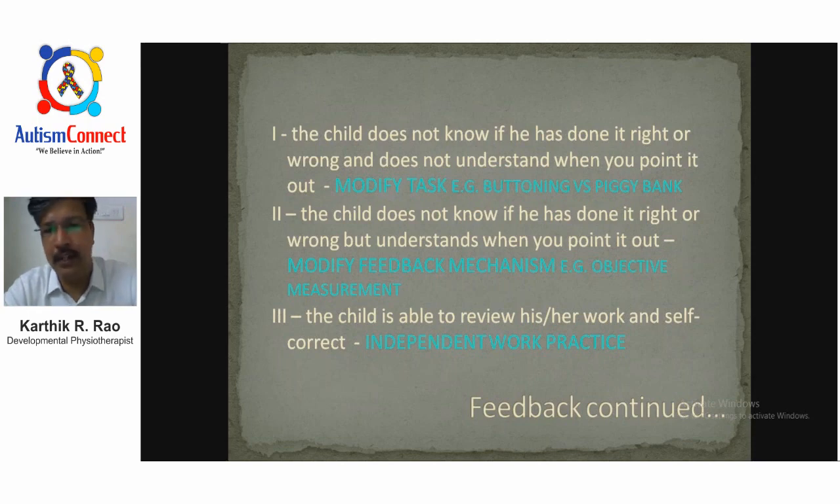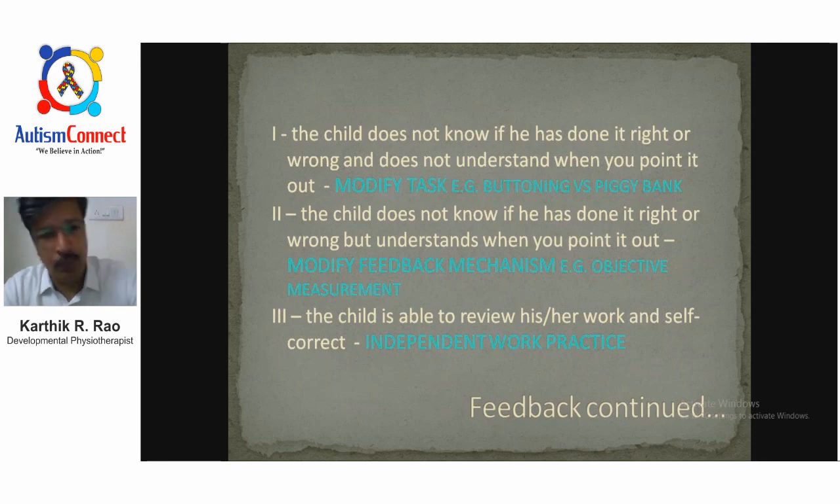And probably I would then keep the piggy bank next to the child's buttonhole and ask him to put the coin inside and see if he's able to bend his neck and look down and put the coin inside the piggy bank. Yeah. And once he's able to do that, I move into buttoning.